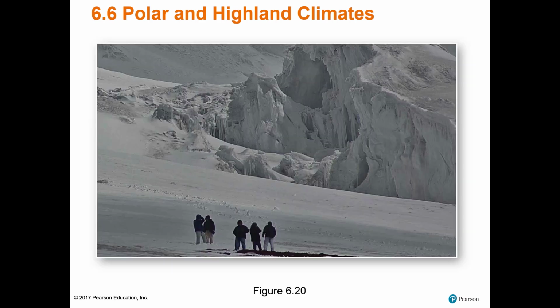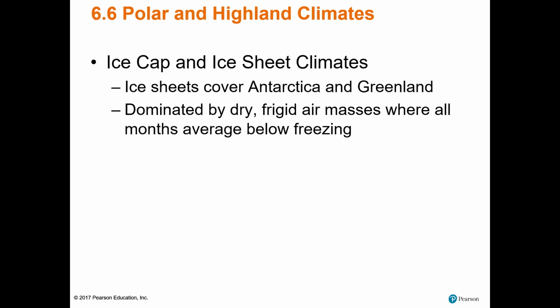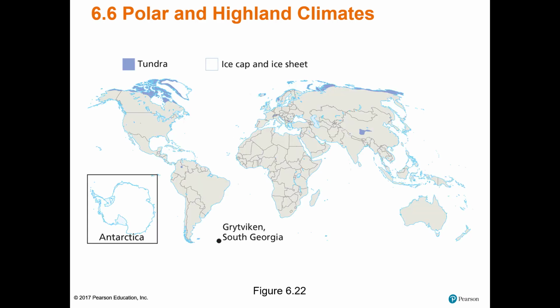So here's an example of a polar climate, and you can see it's obviously very cold by human standards. Ice cap and ice sheet climates cover Antarctica and Greenland. They're dominated by dry, frigid air masses where all of the months average below freezing. So here are the areas of the world where there are tundra and ice cap sheets.